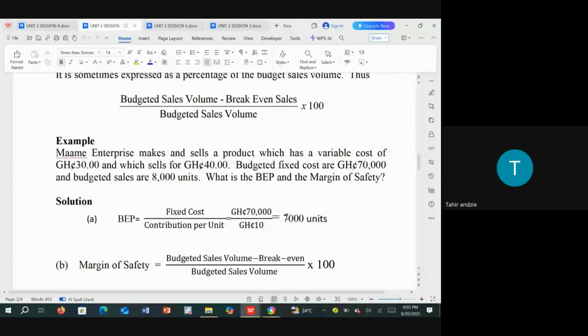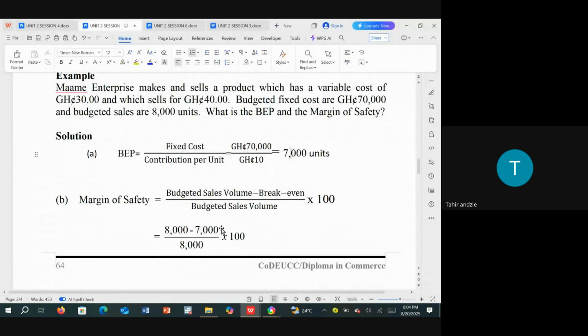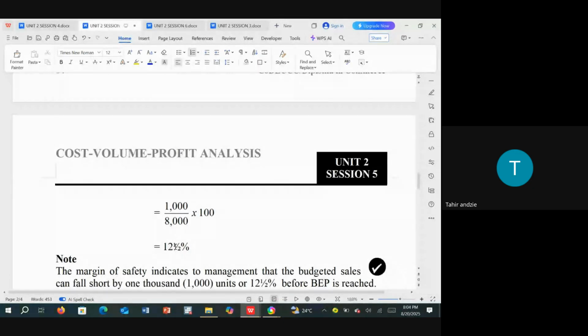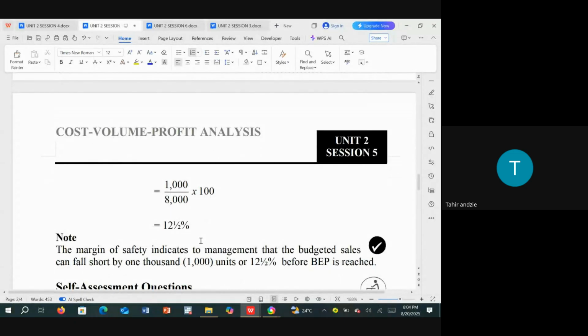Margin of safety in units is the 8,000 here minus the 7,000, and that will give us 1,000. Then to get the margin of safety in percentage, the 1,000 expressed as a percentage of the 8,000, which is the budgeted sales, times 100. So you have 1,000 divided by 8,000 times 100, and that gives you 12.5%. So that is how margin of safety can be calculated.